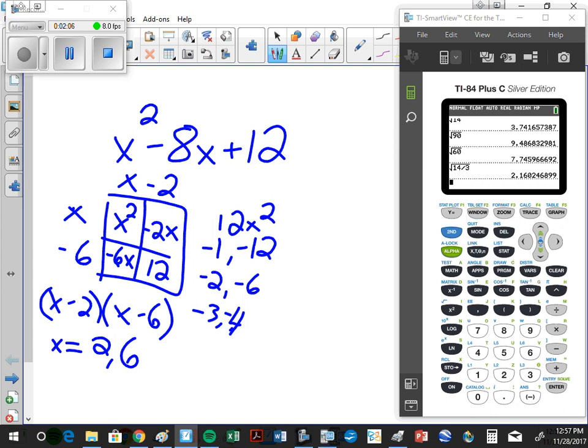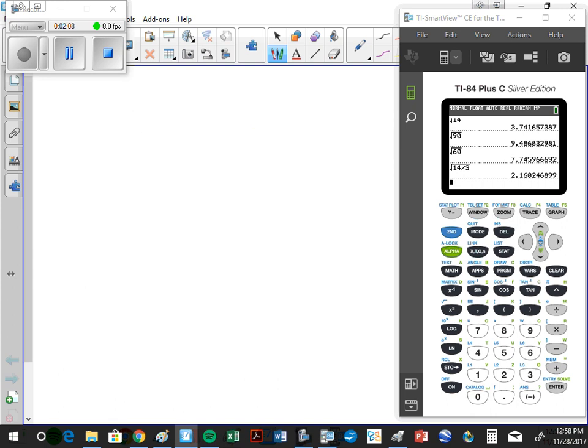Okay, let me make it slightly more complicated. x to the third minus 5x squared minus 36x. There's a problem here. I can't use the box. How do I know I can't use the box? It's x to the third. How do I fix this?